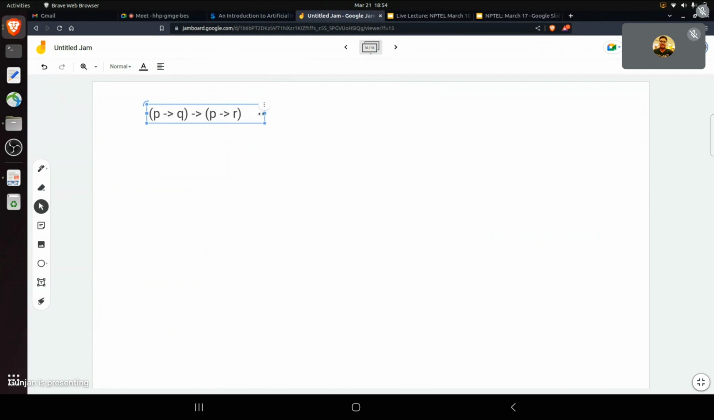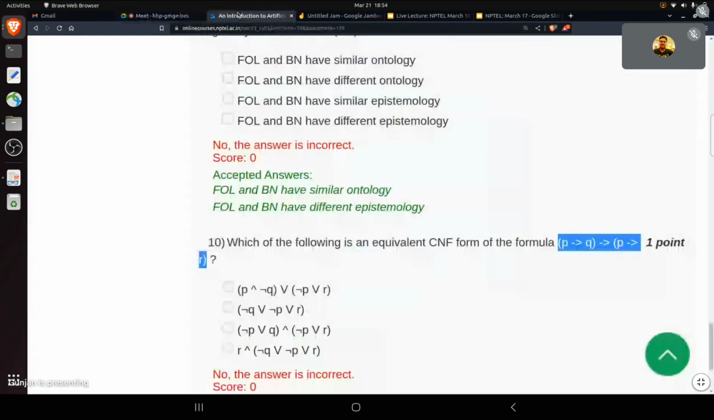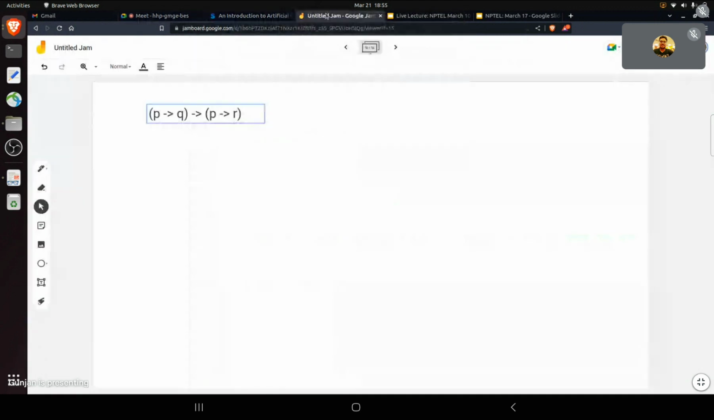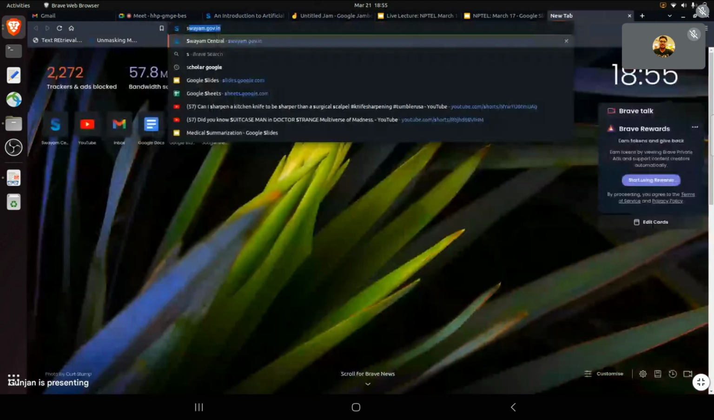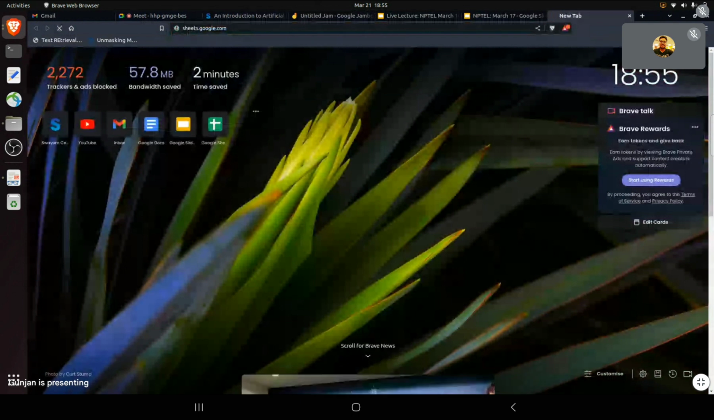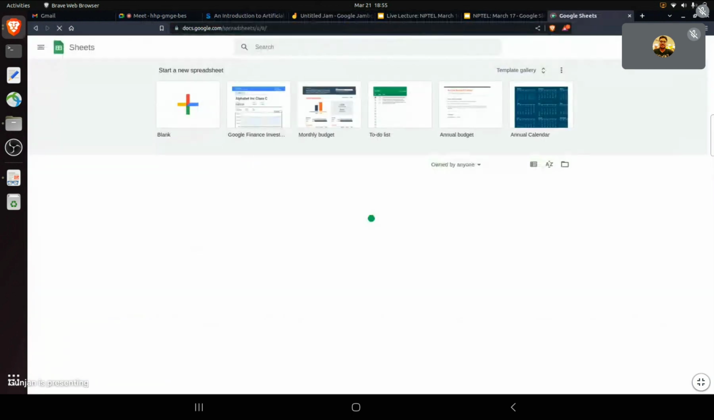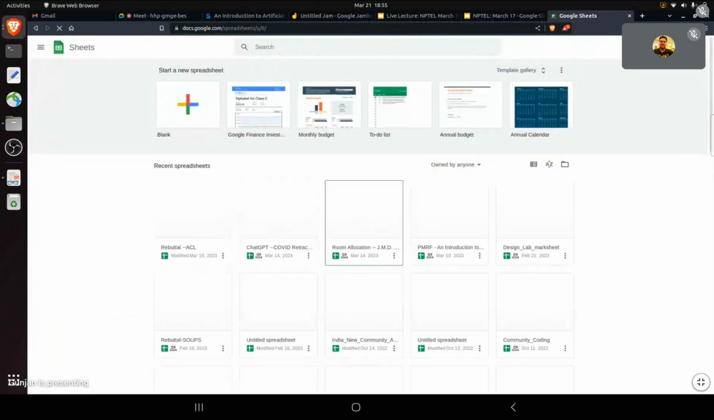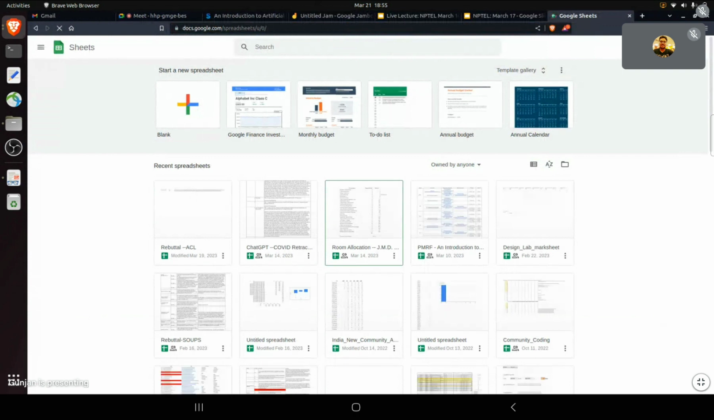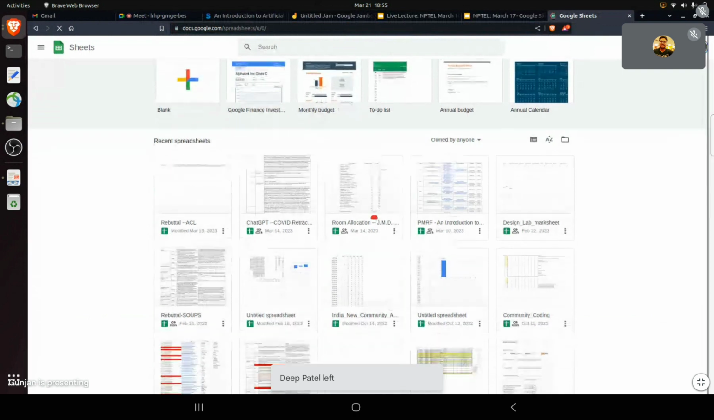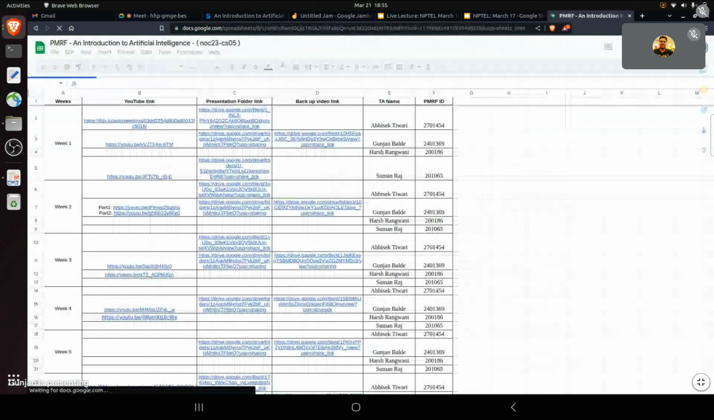Someone was saying in the chat that the recordings are not accessible. Is that the case? Sir, not the recording, sir. Those slides. Slides? But you have access to this sheet, right? Let me see. You have access to the PMRF sheet, right? Yes, sir. That Excel sheet is there.